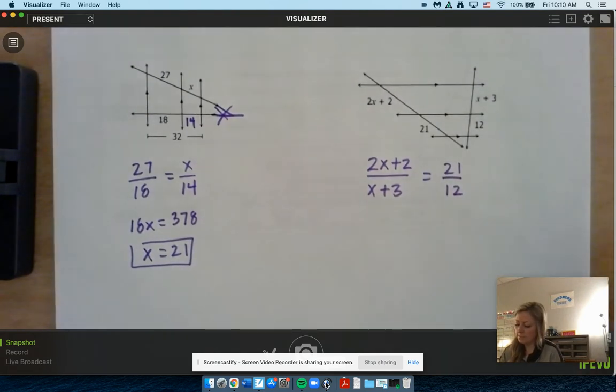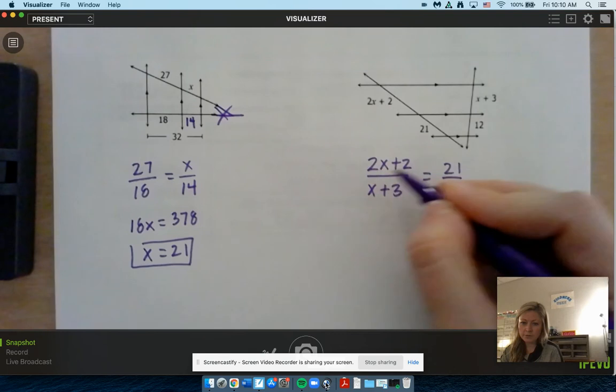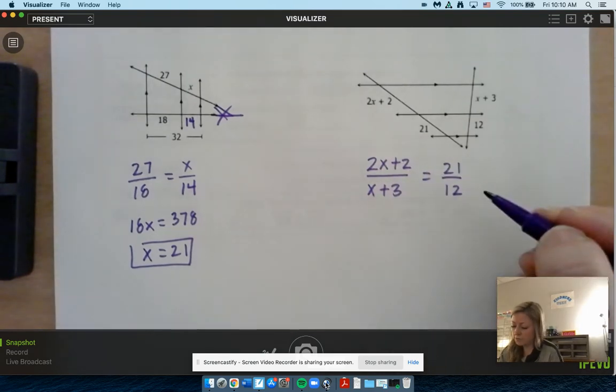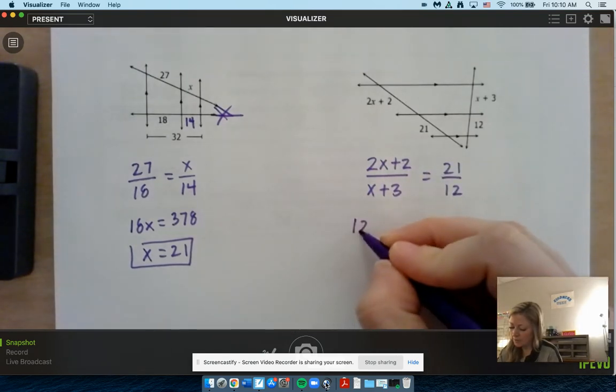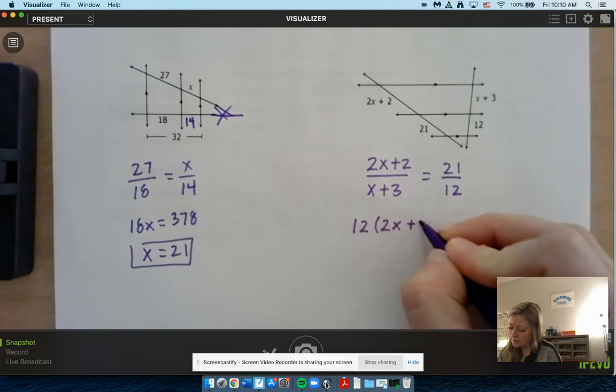All right, now we're going to cross multiply, but since I don't just have one term here, I have two terms, we have to distribute, right? So I'm just going to put it in parentheses just so I remember to distribute to both things.